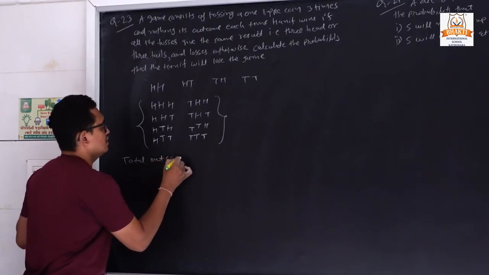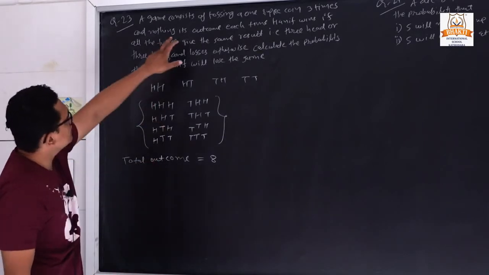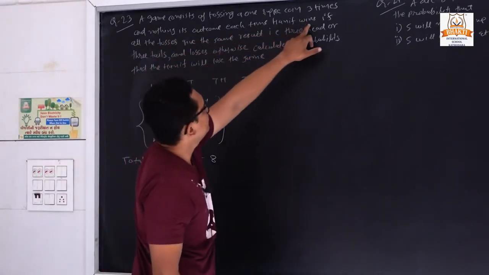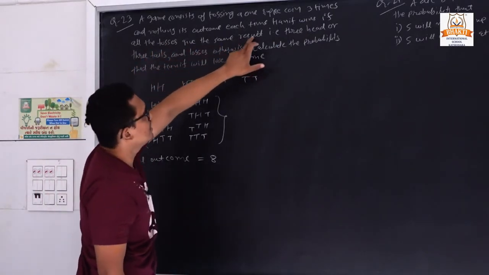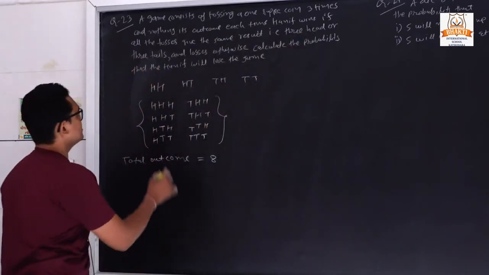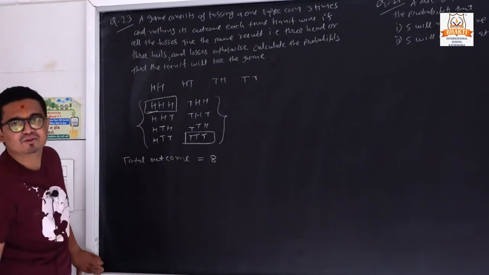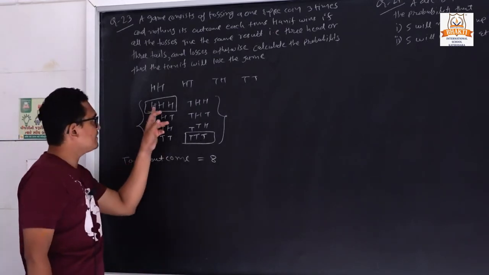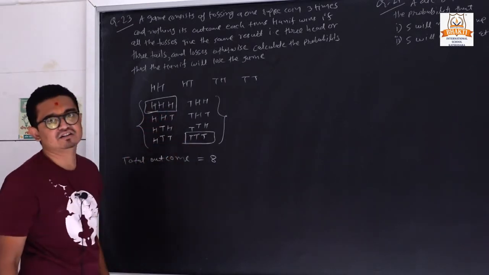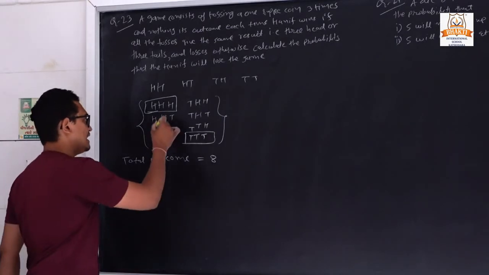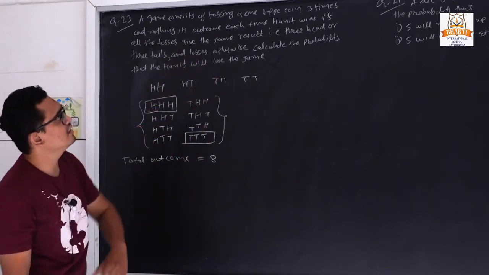So we can write total outcome is equal to 8. Now they are asking, Hanif wins if all the tosses give the same result, meaning 3 heads or 3 tails. So we have only 2 events, 1 and 2. So if I am tossing and Hanif gets all heads or all tails, Hanif wins. And if he gets the remaining 6, it means he lost the game.